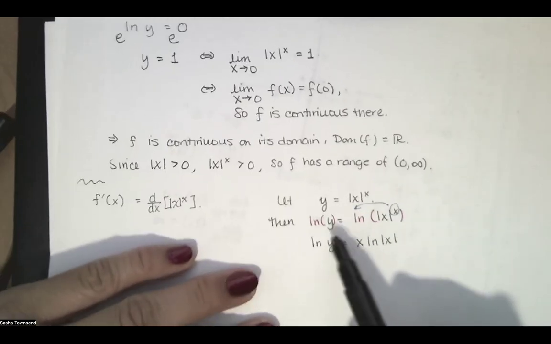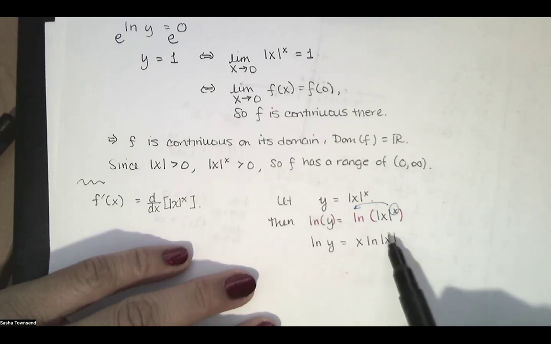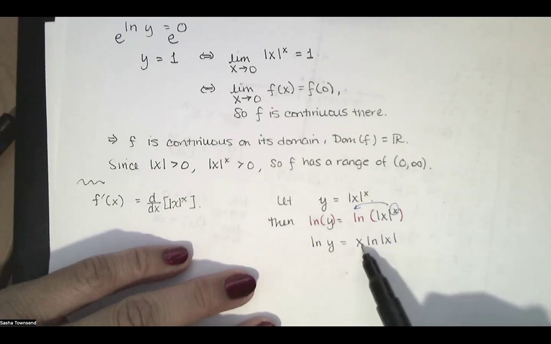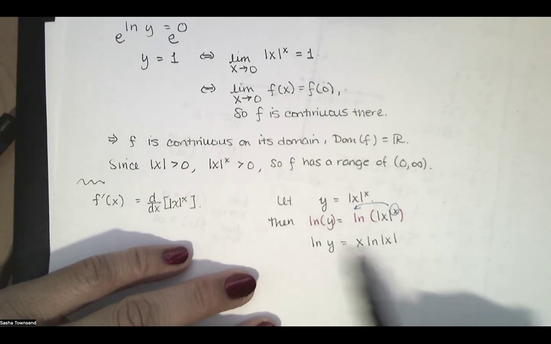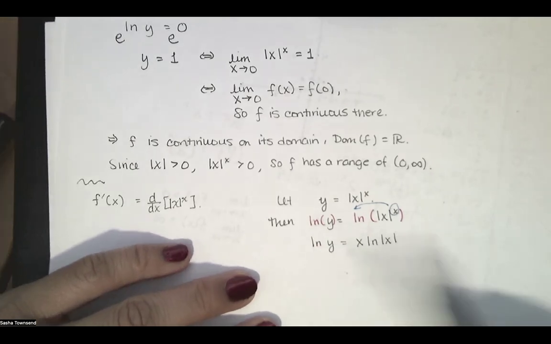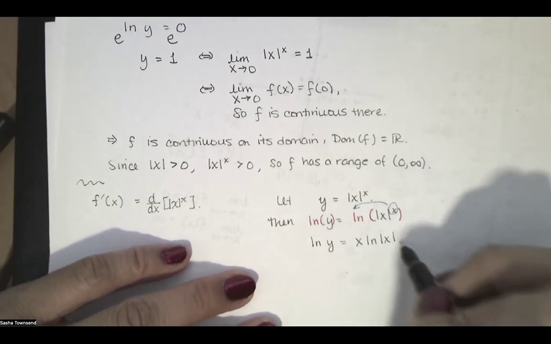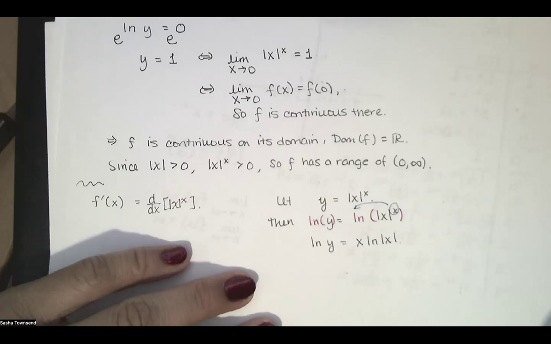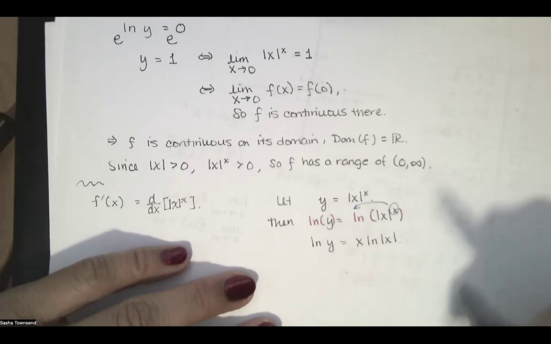And y is a positive number, so the natural log of y is well-defined. This is the log of a positive number, which is well-defined. And x can be any number between negative infinity and infinity. And that's fine, because the log of y has a range of negative infinity to infinity. So it looks like everything is well-defined. We've taken the log of both sides, and now we're trying to find dy dx. If y is equal to this, what is the derivative of y with respect to x?